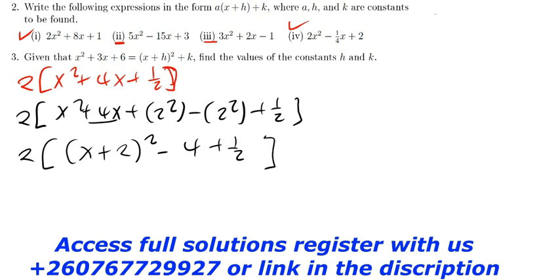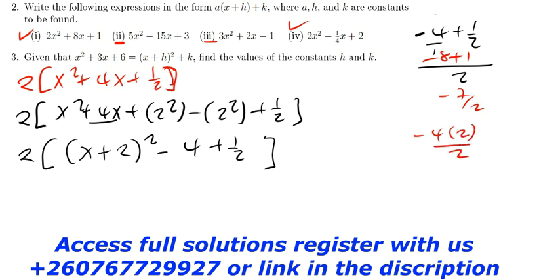Now we are trying to add negative 4 plus 1 over 2. The common denominator is 2. So 2 times 4 is negative 8, plus 1, so it's negative 7 over 2. Another simple way is to say negative 4 times 2 divided by 2, plus a half. The denominators are the same, so that is negative 8 plus 1, negative 7 over 2.